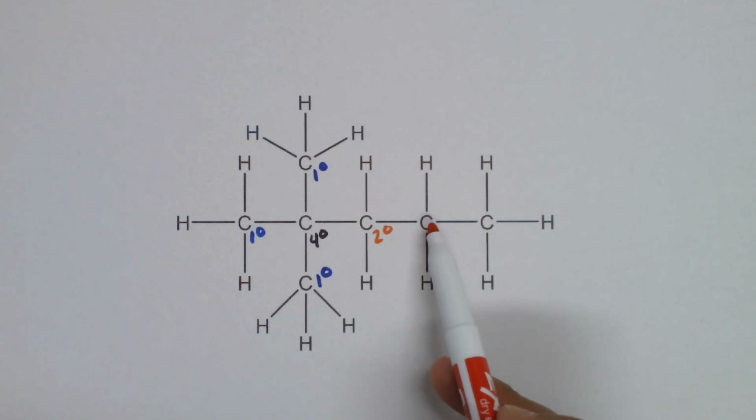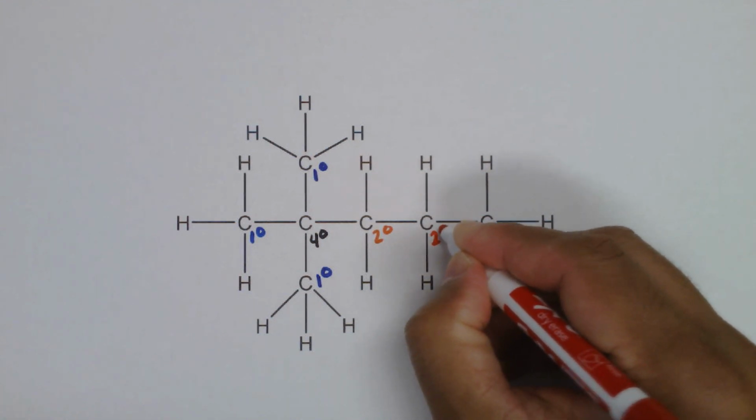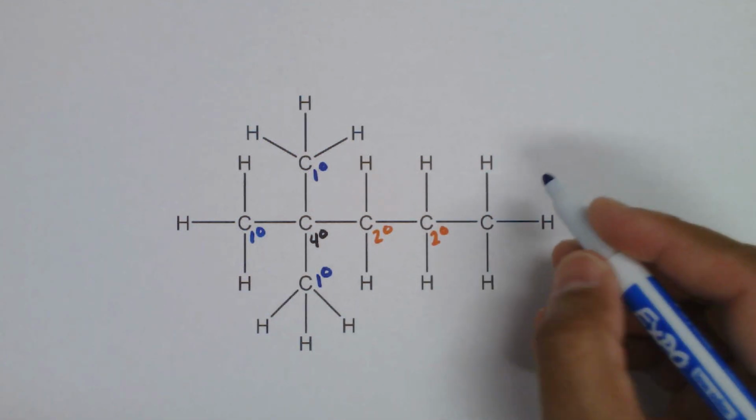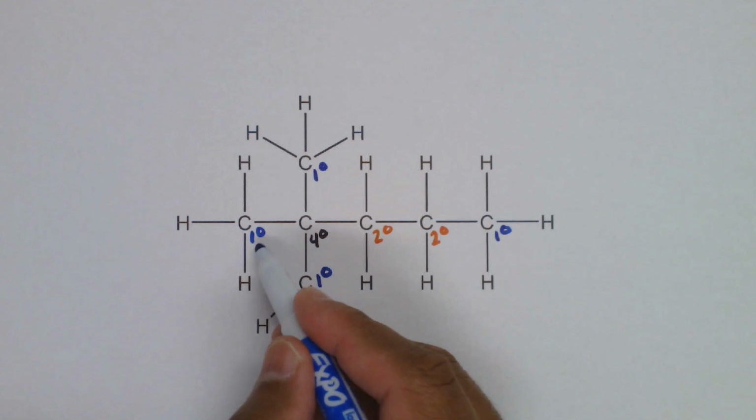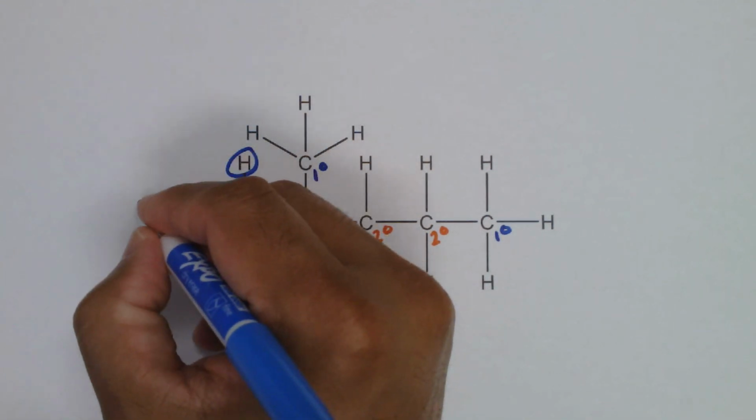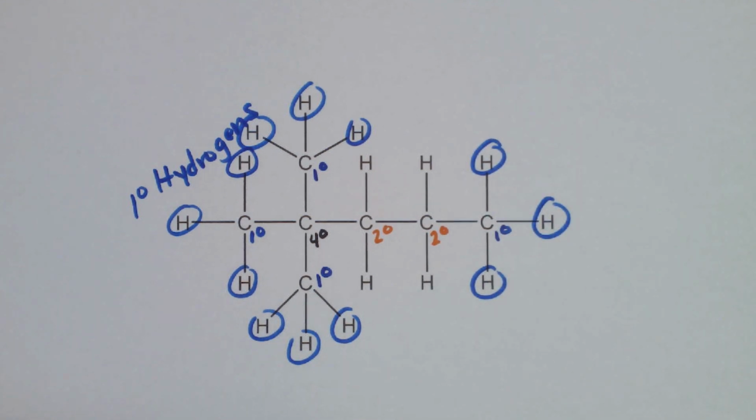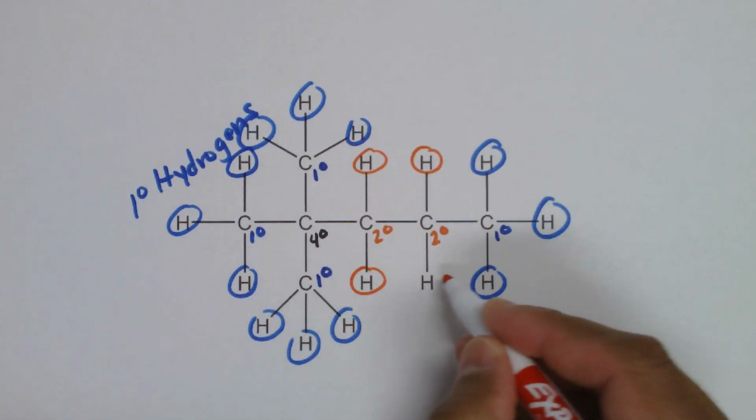If you notice the next carbon atom, it too is only bonded to two carbons. So we'll call this a secondary carbon. And finally, the carbon at the end is bonded to only one carbon atom. We'll call this a primary carbon. Now, the hydrogens are classified based on the carbon that they are bonded to. Since this is a primary carbon, these hydrogens in blue are primary hydrogens. And in this example, we have four secondary hydrogens.